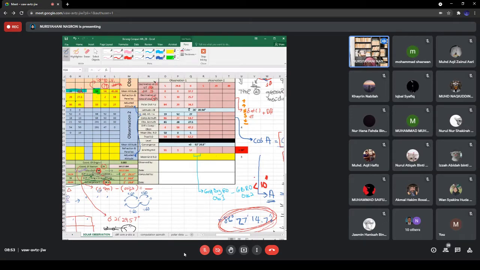More than 10 seconds, the tolerance depends on our instrument and our site location. So for your observation, your practical, it must be less than 10 seconds. More than 10 seconds, we deduct your marks. Makin sikit, makin sikit. Okay, boleh? Still tak habis lagi. Ada lagi.